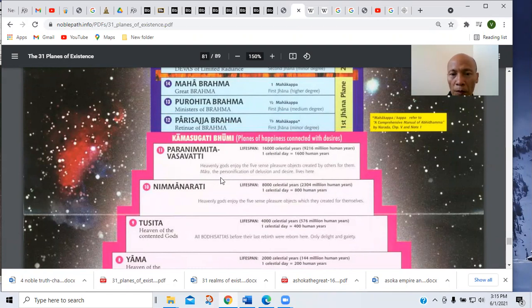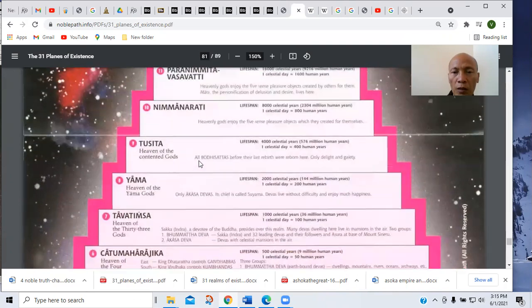And the next one is the heaven of gods who enjoy the five sense pleasure objects created by others for them, as in Mara. So they have a long lifespan. One celestial day is equal to 1,600 human years, and their lifespan is 16,000 celestial years. So in total, they live up to 9.216 billion human years. So that is the plane of happiness connected to celestial beings in the desire realm.